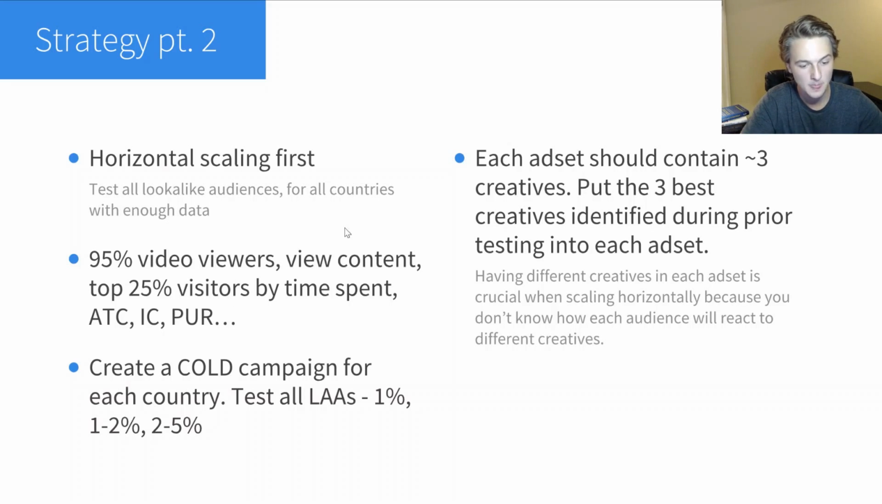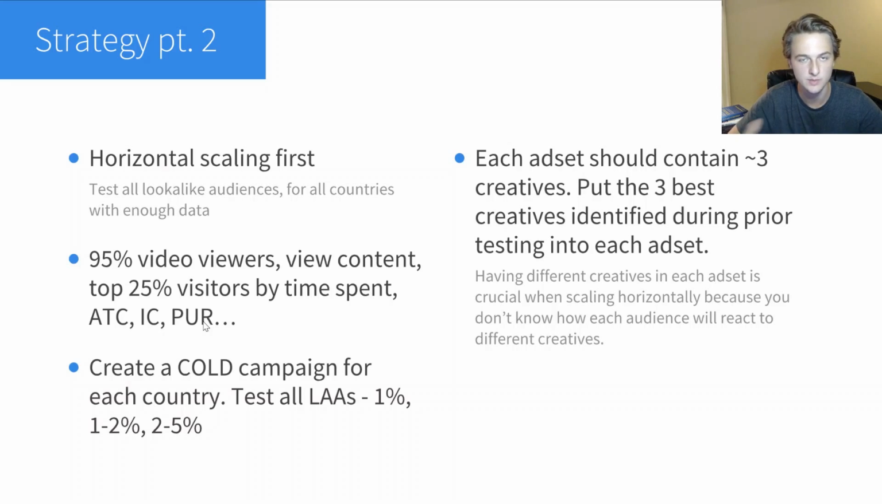View content tends to not perform the best for me, and one that I like to test instead of view content is the top 25% visitors by time spent. So this is another lookalike audience that you can test, and then you can test add to cart, initiate checkout, purchase, and there's a lot more. You can also test the LTV purchase from the pixel. That is a new custom audience that you can build and then build lookalike audiences from. And there's a ton of different custom audiences that you can test, and you should test whatever you have the data for.